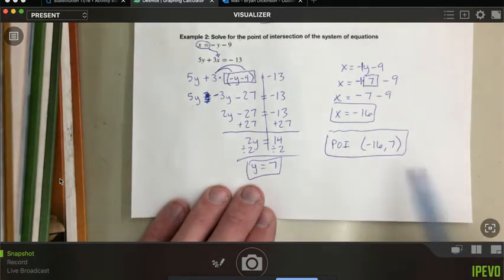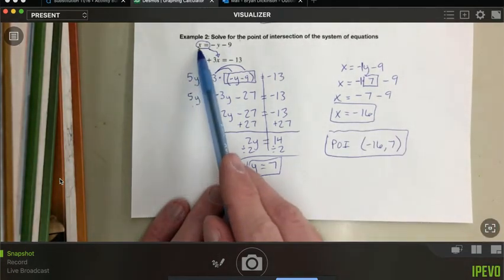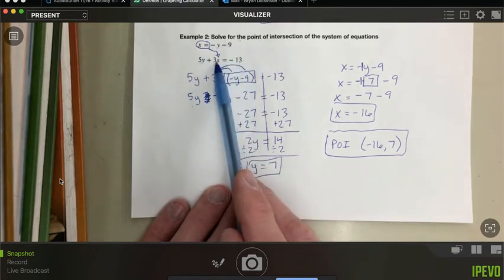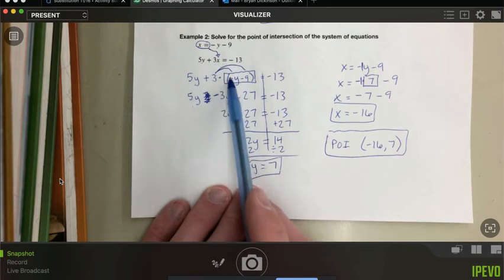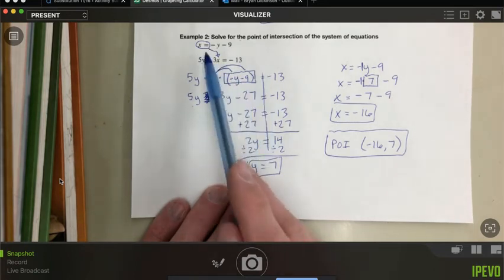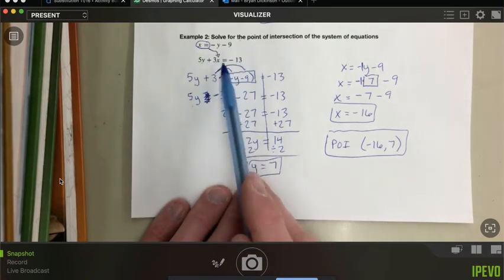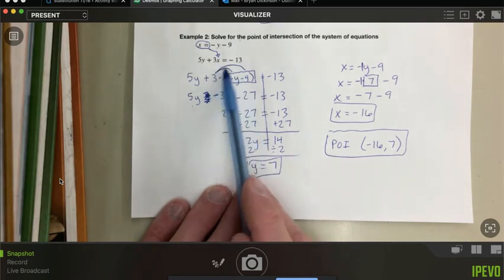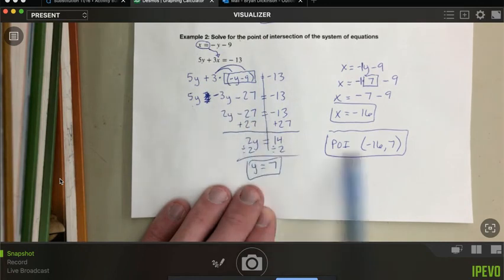So that's all there is to it. Basically, one more time, if a variable is equal to something, then look for that variable in the next equation and replace it. So x was equal to negative y minus 9, so I'm replacing this x with negative y minus 9, and then I'm just distributing that 3 and solving.